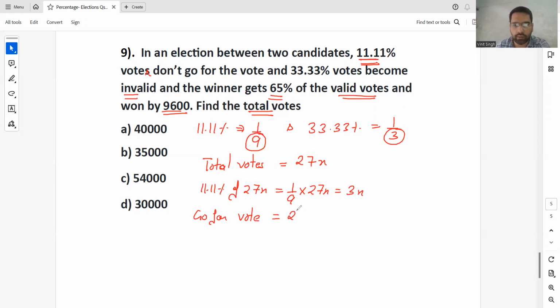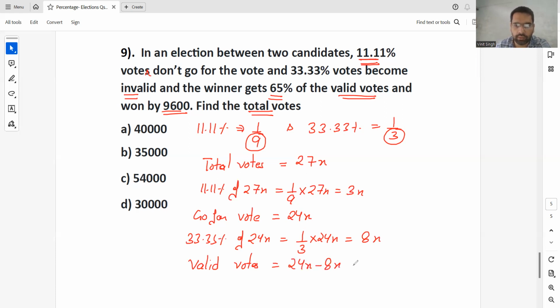27x minus 3x is 24x. And 33.33% of votes become invalid, which is equal to 1 by 3 into 24x, which is 8x. So total valid votes become 24x minus 8x, which is 16x.